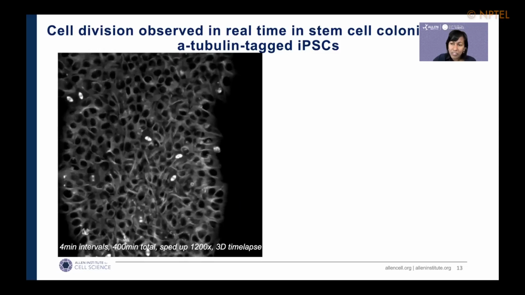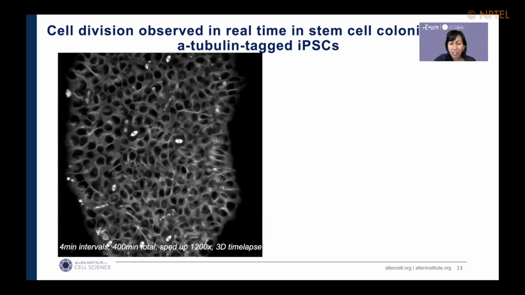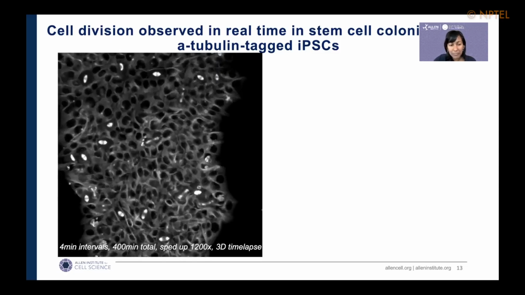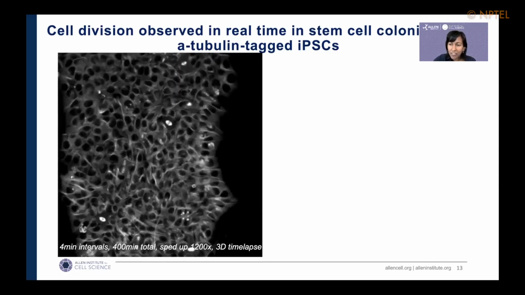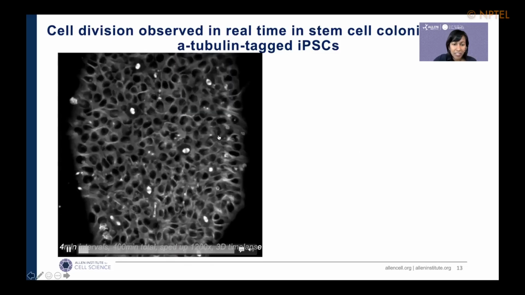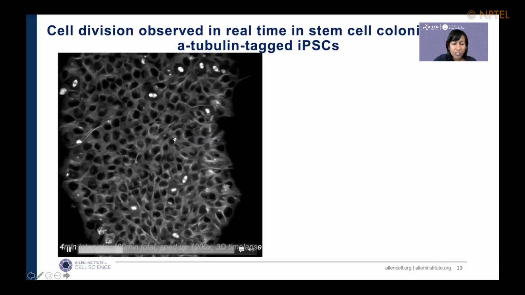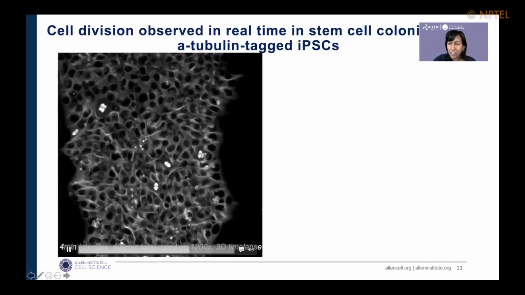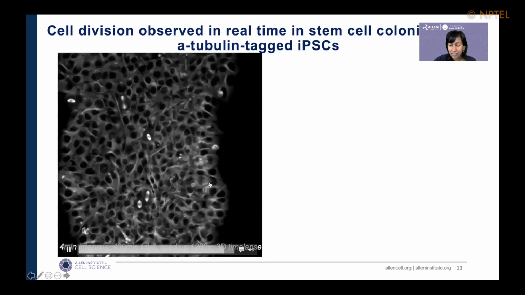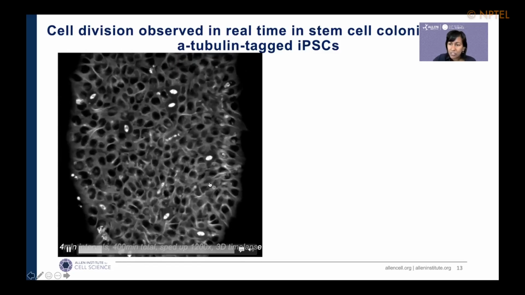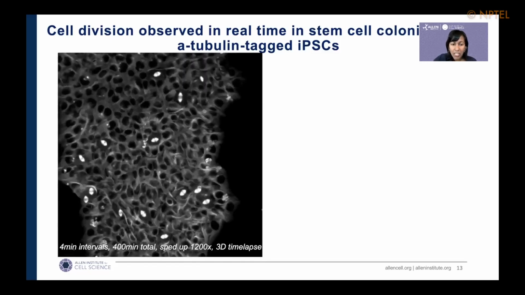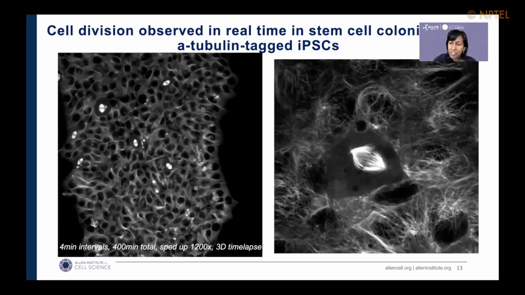So here's a movie of an epithelial stem cell colony tagged with the microtubule protein, alpha tubulin. So you can see a lot of cell division happening here, right? This is a sped up movie, of course, but you can see how dynamic this colony is. This colony is also growing as the cells are dividing. And this is using confocal microscopy, spinning disc confocal microscopy. This is time lapse.